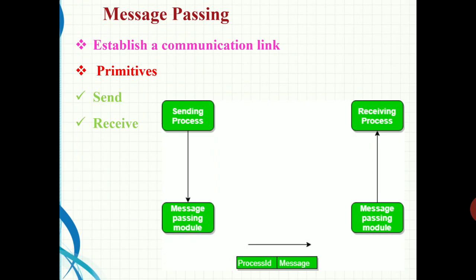It will first establish a communication link, then start exchanging messages using some basic primitives. If a link already exists, there is no need to establish it again. Then it will start exchanging messages using basic primitives such as send and receive. The send message contains the message and its destination address. In the case of receive also, it contains the message and the host which sent the data.